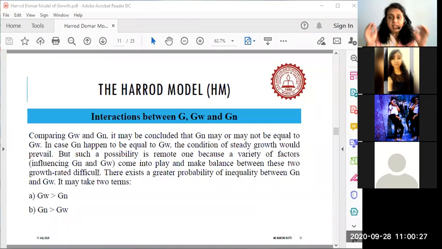Simple, class. GW and GN. If they cannot be equal, that is definitely a normal situation, because there are many other macroeconomic variables which are popping in, and they make things a little volatile. They make it very dynamic, and to achieve this equilibrium is going to become very difficult. The status quo is also going to become very difficult. All right, class, and what are these factors? You can imagine it can be exogenous factors, it can be endogenous factors.